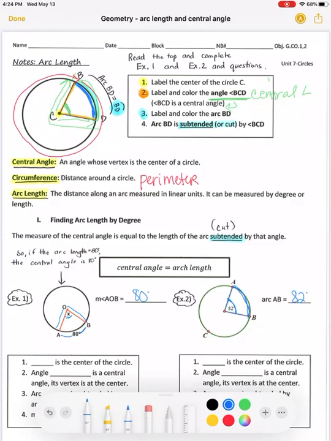Number 1 says blank is the center of the circle. That's that point right there. So O is the center of the circle. Number 2: angle blank is the central angle. So angle AOB. You have to use all 3 letters and you have to mark the angle symbol.